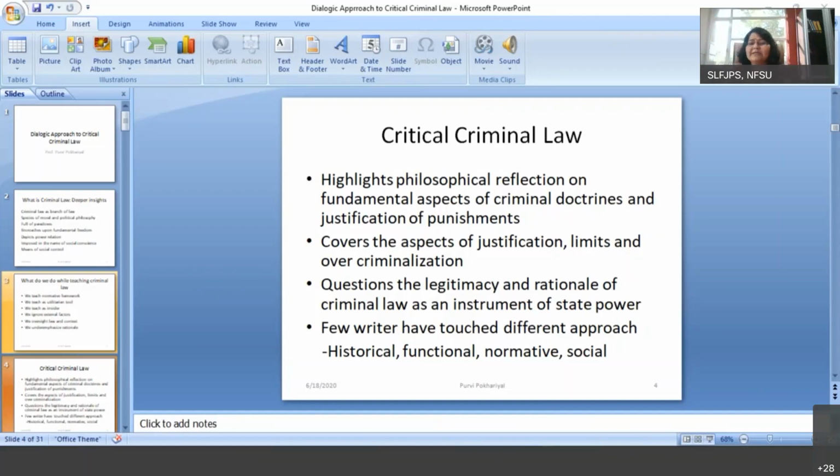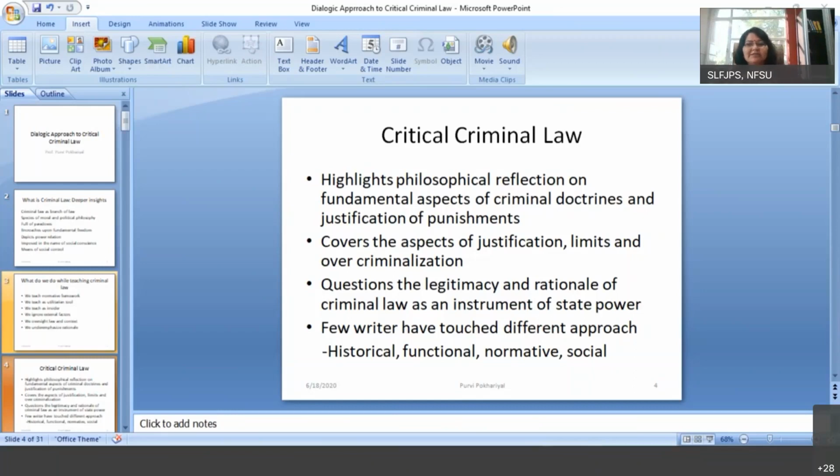So basically, the core aspects of criticality of the criminal law, when we are trying to question the legitimacy, when we're trying to look at how you justify the punishment, how you consider the exercise of power by the state as a legitimate power. So the legitimacy is a big question mark.